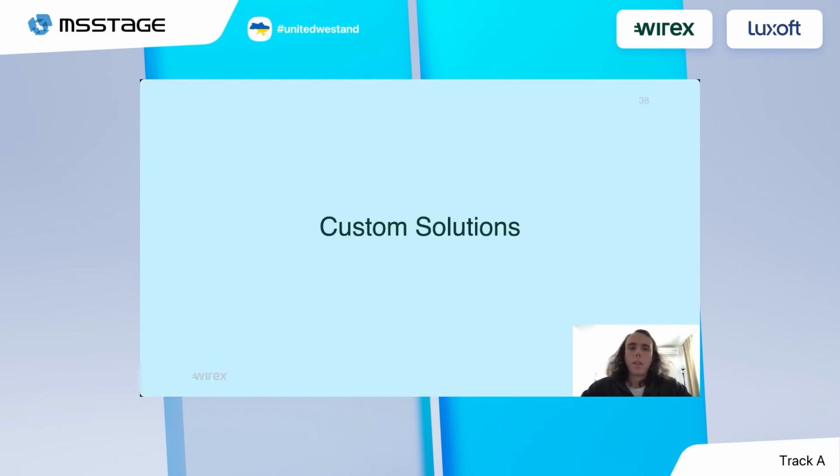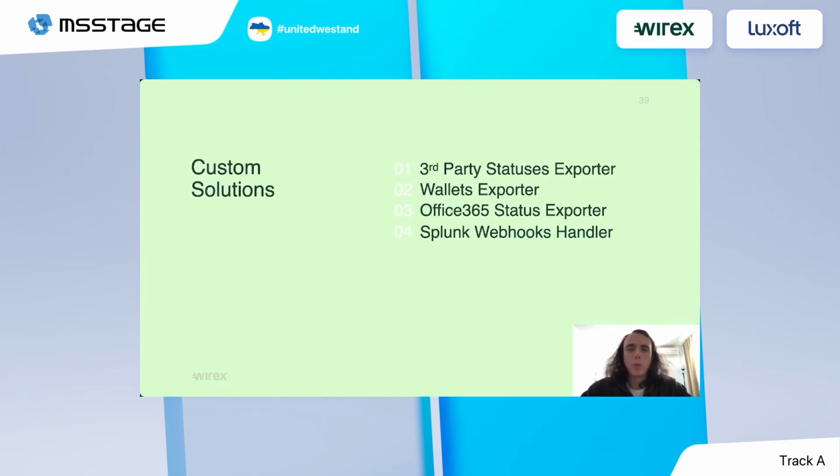Okay, let's go to the final part. It's custom solutions we were forced to develop because we didn't find a service or tool that covers our needs. So we created our own. Well, here is the third-party statuses exporter, wallets exporter, Office 365 status exporter, and Splunk webhooks handler.